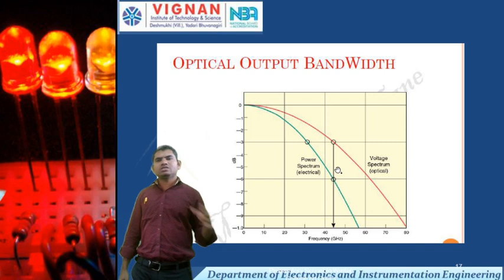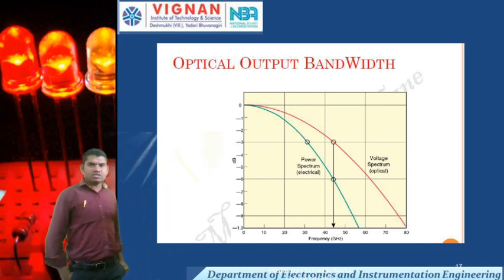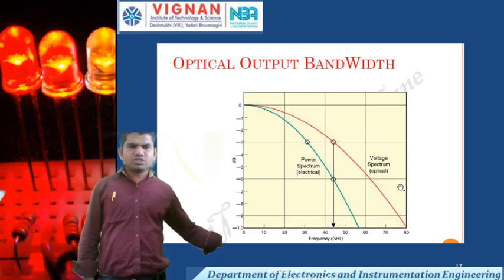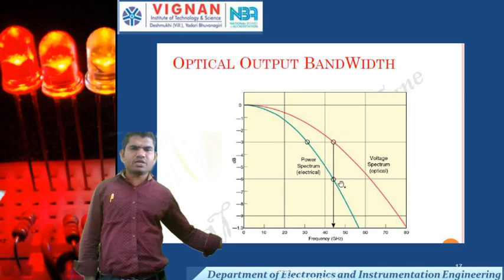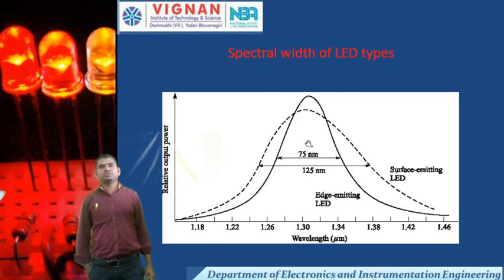And what is this output? Optical output bandwidth. This is the optical output bandwidth for the voltage spectrum and the power spectrum. One characteristic of LED is the spectral width of LED types.